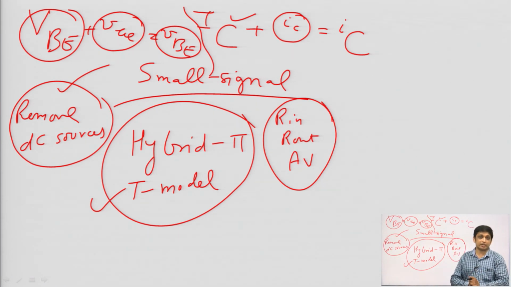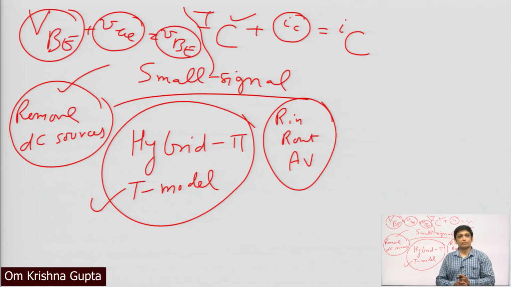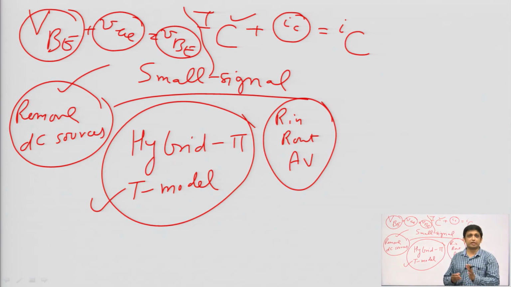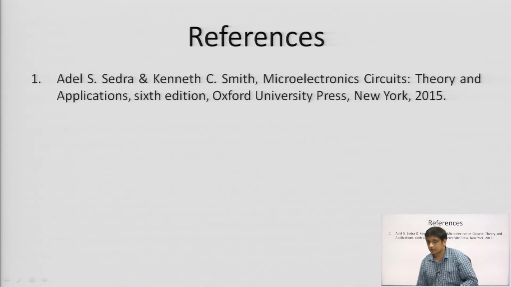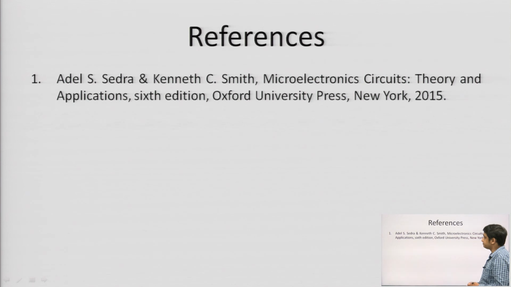So, in amplifier circuits, we need to do this small signal analysis to understand, for that particular amplifier, what is the gain, what is the input resistance, what is the output resistance, fine. So, in further classes we will explore this small signal model, hybrid pi model and T model. So, this is the reference.